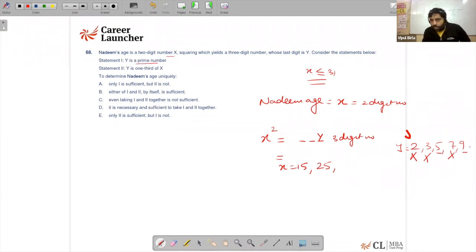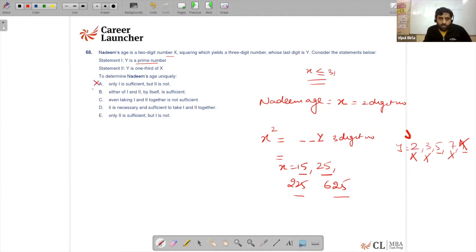So that means we cannot have the possibility of 9 also. So with this, only 15 and 25 are the two possibilities for the age of Nadeem, because this will lead to 225 and this will end with 625. All right. So therefore, with y being a prime number, we have got two possibilities. I know the value of y, but Nadeem's age is either 15 or 25. So therefore, only one is sufficient.